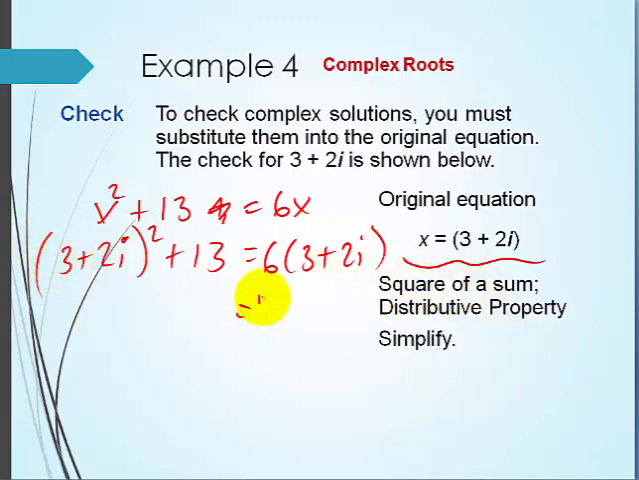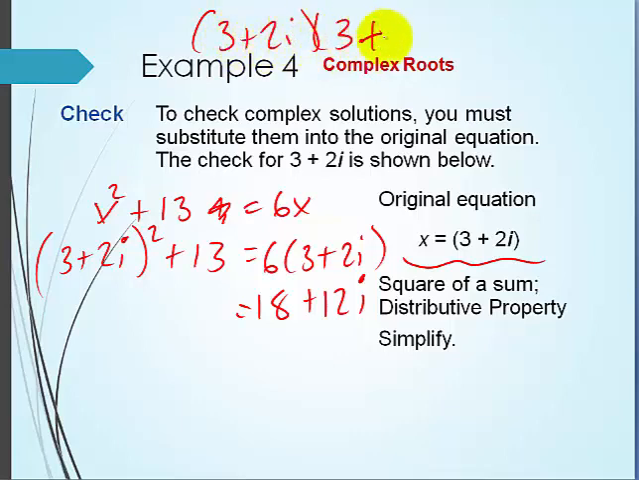On the left-hand side, we get 18 plus 12i. On the right-hand side, I'm going to just go up here for a second. If we FOIL these, our first is going to give us 9. Our inner and outer give us 6i together, so twice. And our last gives us 4i squared.